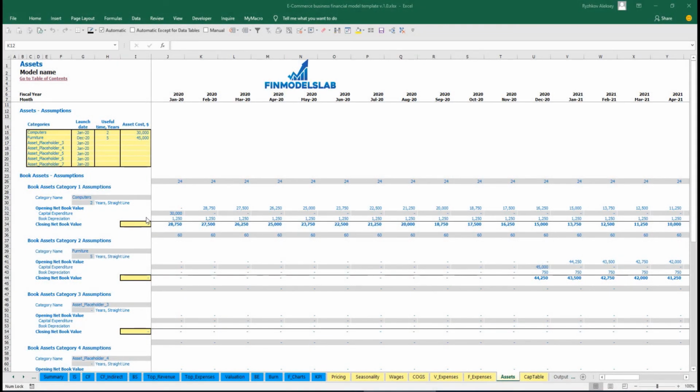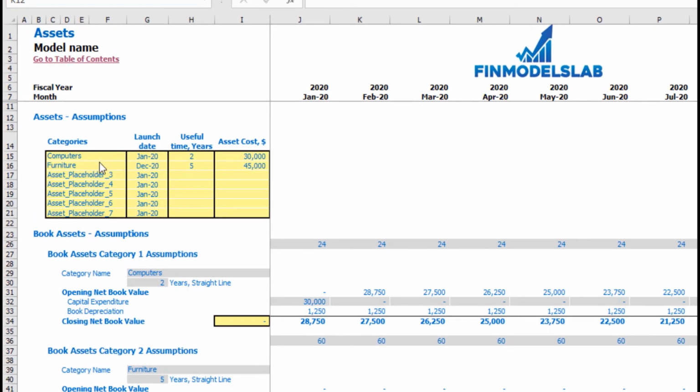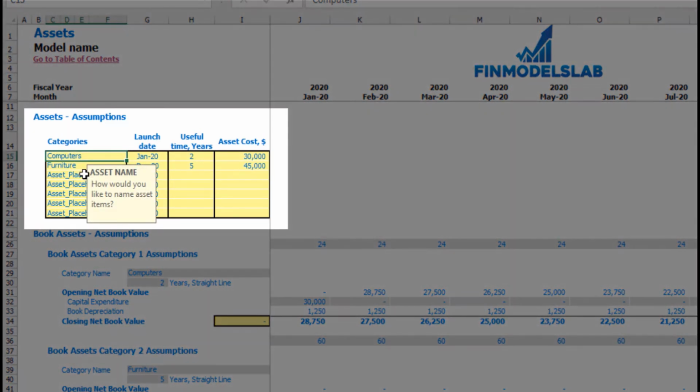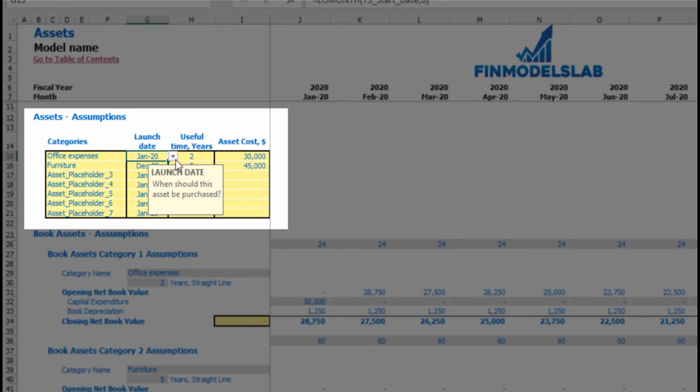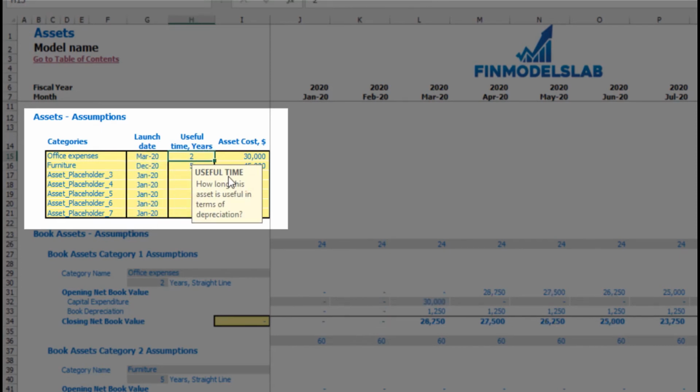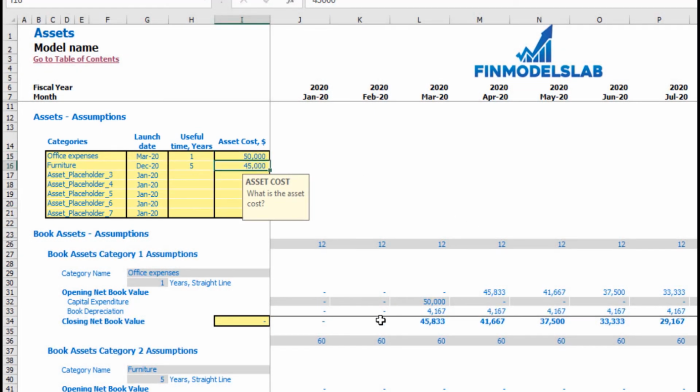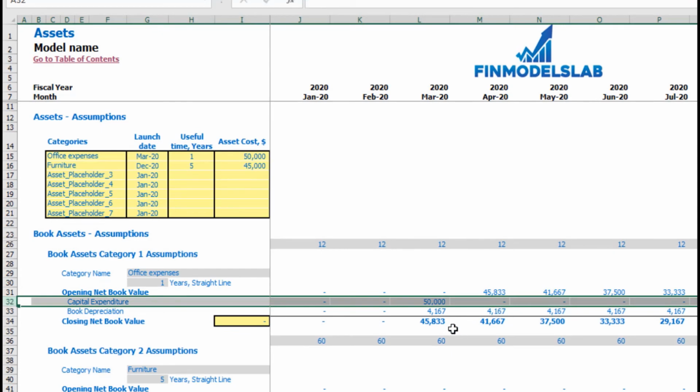On the Assets tab, you may input up to 7 asset line items and change them accordingly. For example, for line item number 1, office expenses, you can set up the launch date for this asset type, for example March 20. You can input the useful time in years, let's say it's 1 year, and the asset cost, for example $50,000. So you may see in the calculation below the capital expenditure, which is in March 20.